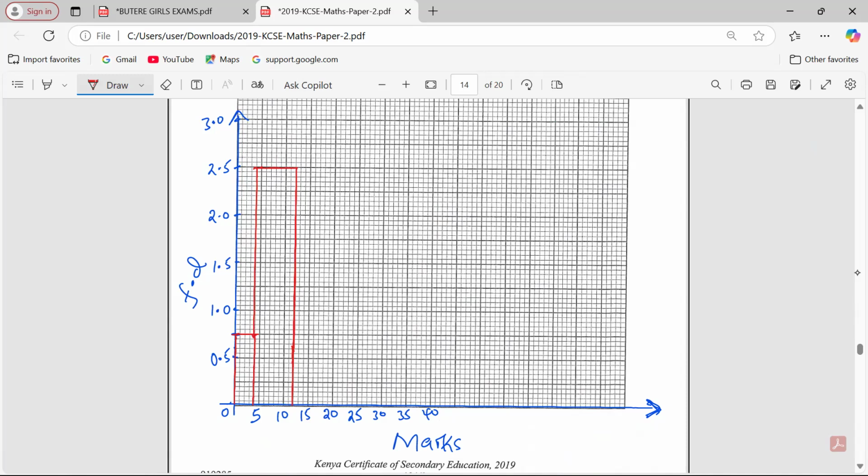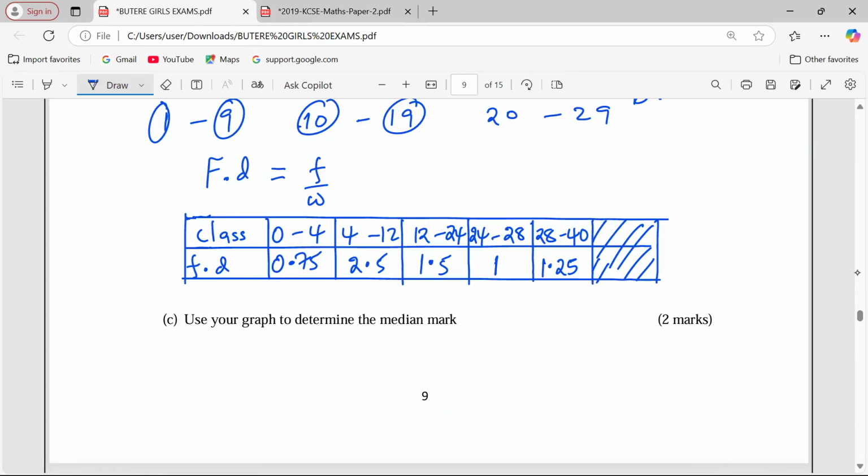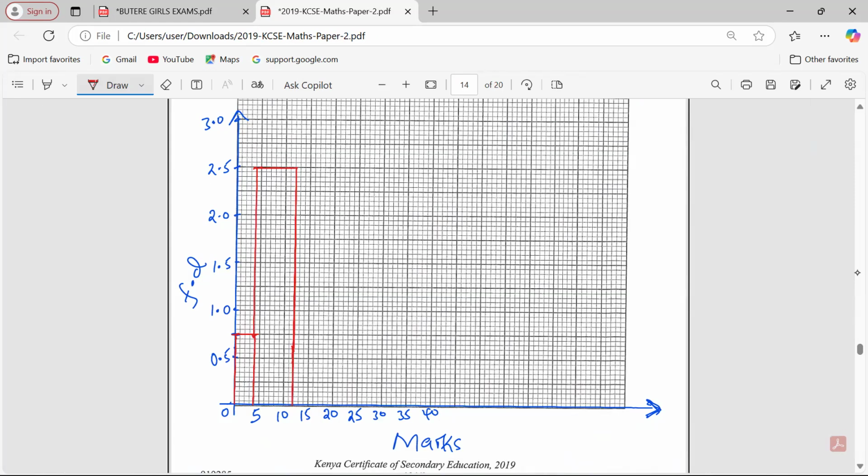Then the next class is having a height of 1.5 and it's going all the way to 24. 24 is just before 25. Then we're talking about 1.5 as the height. Now the height is the frequency density.